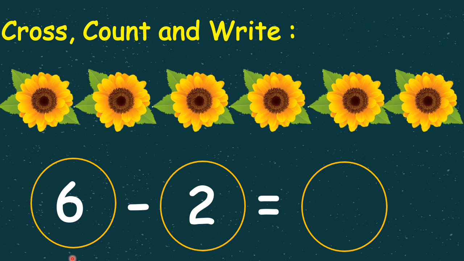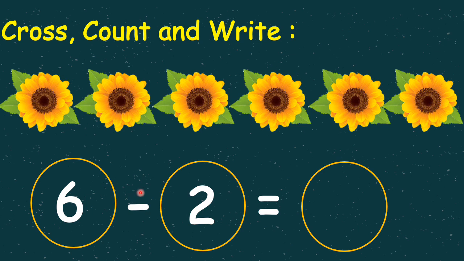And do you see in this circle, number 6 is already given. Number 6 represents the 6 sunflowers which are here. So, here is the minus symbol. What does the minus symbol indicate? We need to remove. When there is a minus symbol, we need to remove.